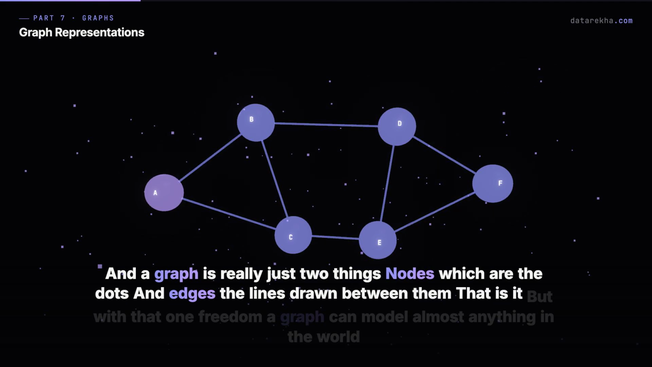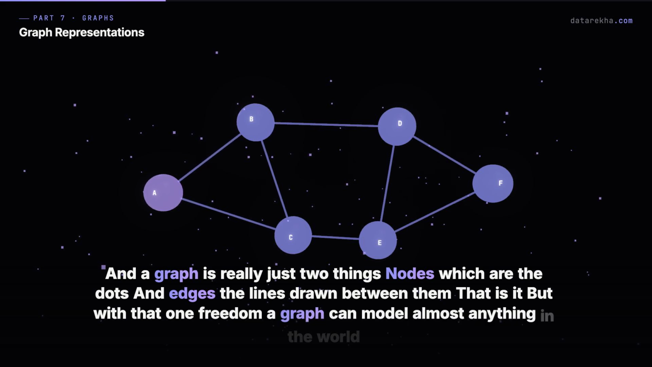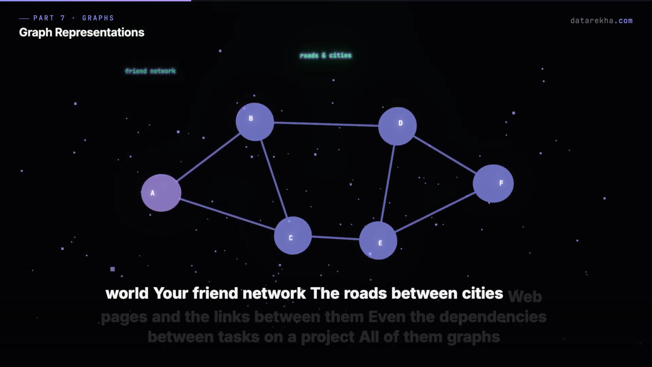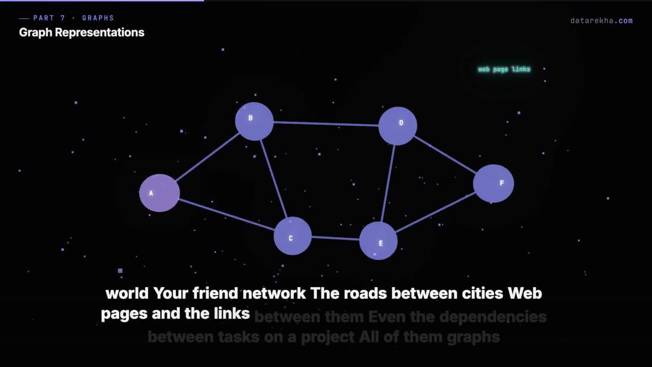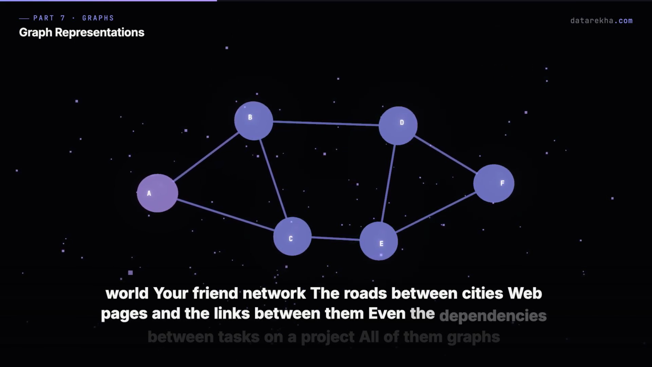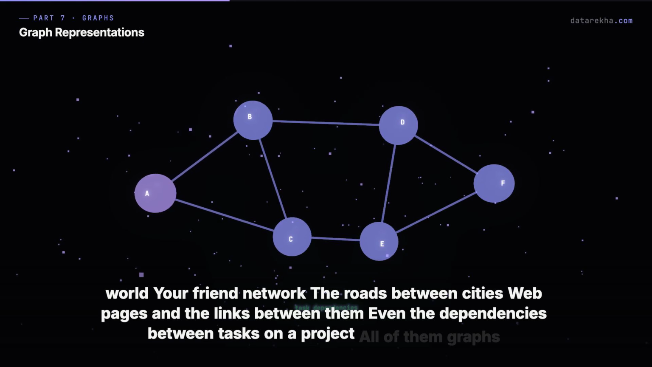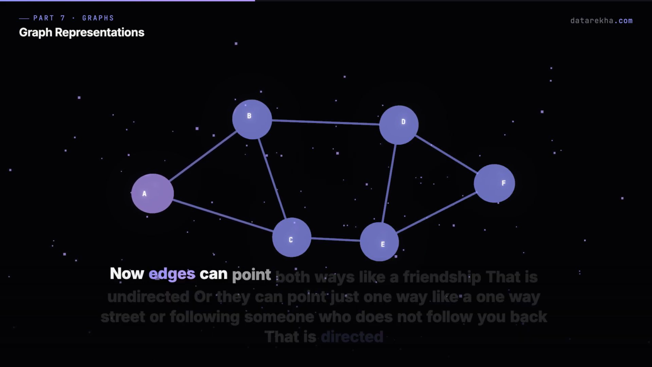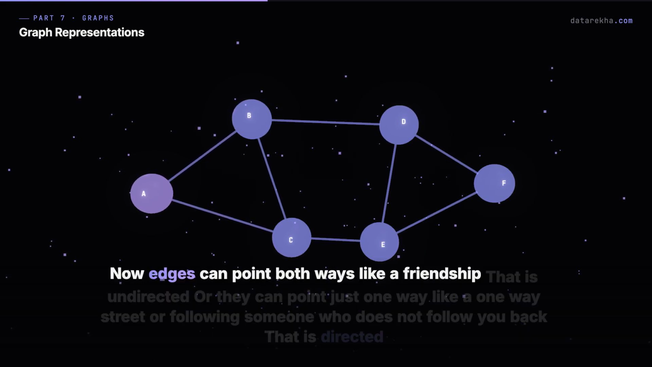That is it. But with that one freedom, a graph can model almost anything in the world. Your friend network, the roads between cities, web pages, and the links between them. Even the dependencies between tasks on a project. All of them. Graphs.